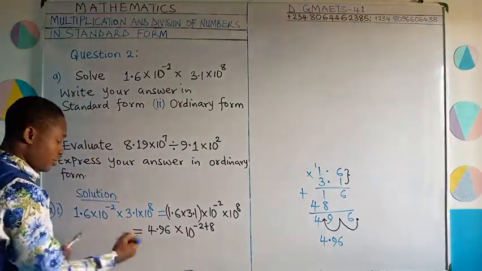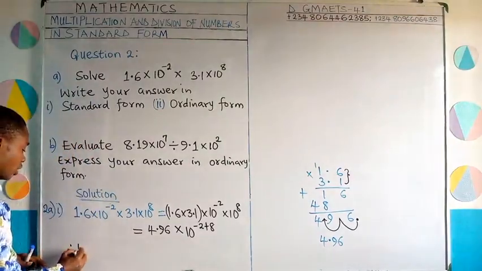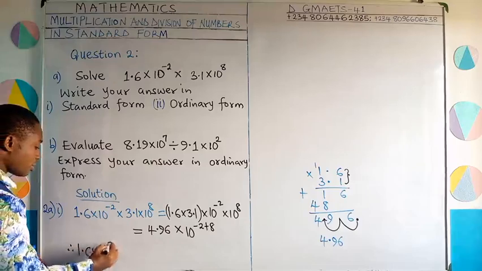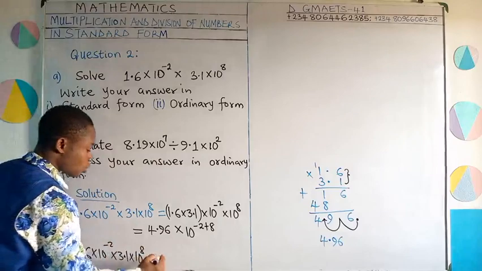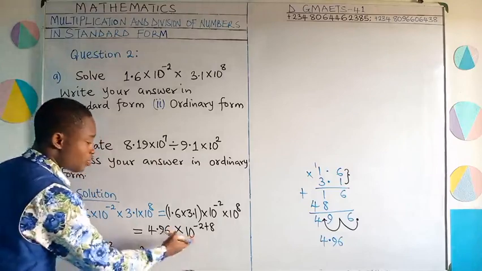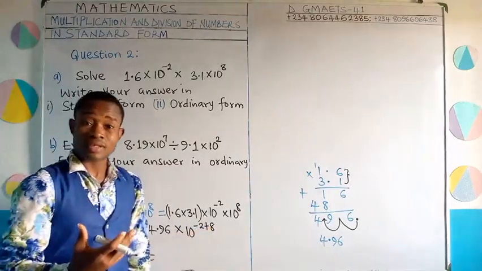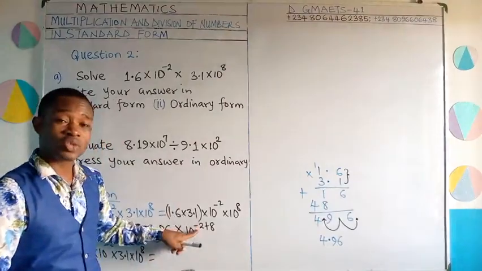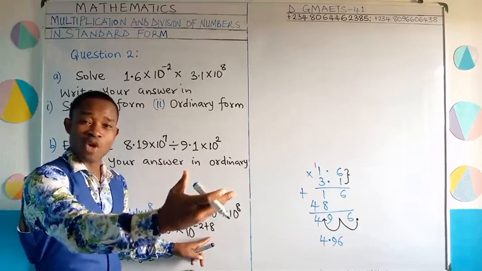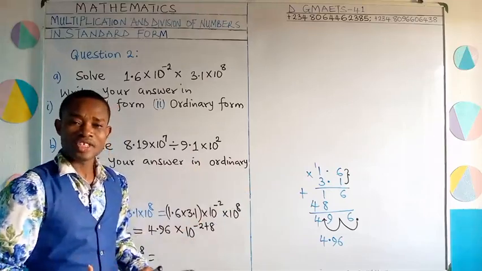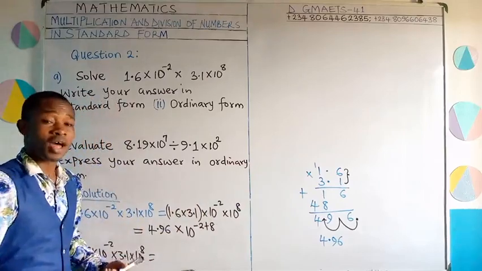Okay, so concluding, from what we saw here, we can say that our answer, 1.6 times 10 to the power of minus 2 times 3.1 times 10 to the power 8, is equal to 4.96 times 10 to the power 6. Minus 2 plus 8 is equal to 6. You are owing someone 2, that is minus 2. Plus 8 means you have 8. If you pay the person the 2 you are owing from the 8 that you have, you will still have 6 left. And because you have 6, it belongs to you, it is plus, it is positive.